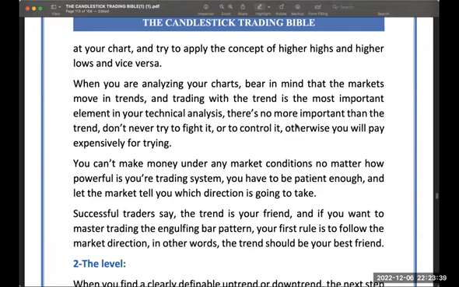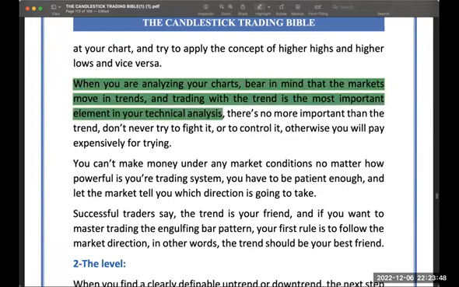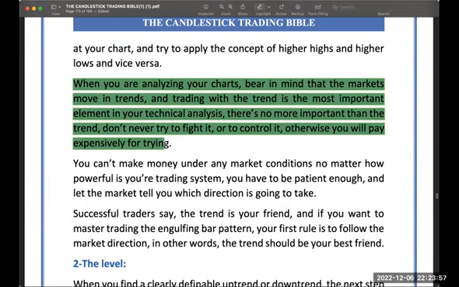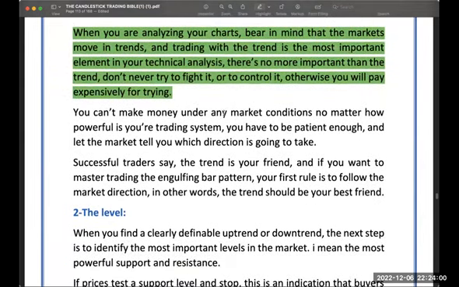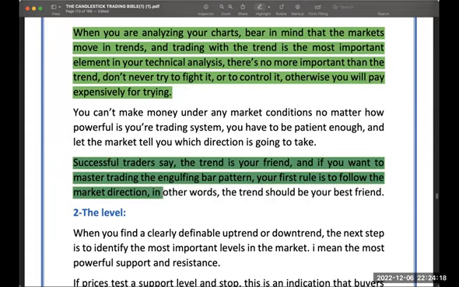When you're analyzing your charts, keep in mind that the markets move in trends, and trading with the trend is the most important element in your technical analysis. There is nothing more important than the trend, right? Don't ever try to fight it or control it. Otherwise, you pay expensively for trying. You can't make money under any market conditions, no matter how powerful your trading system is. You have to be patient enough to let the market tell you which direction it's going to take. Successful traders say the trend is your friend, and if you want to master trading the engulfing bar pattern, your first rule is to follow the market direction. In other words, the trend should be your best friend.